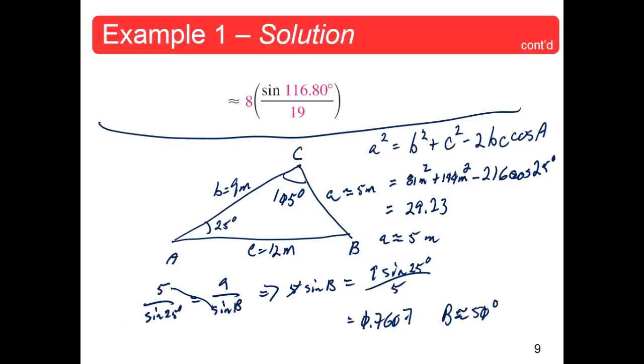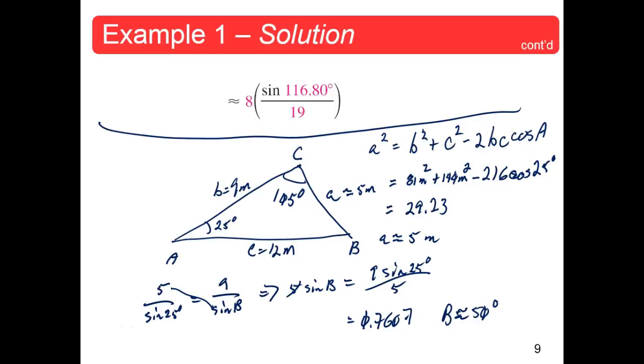A was, yeah, they used 5.4, and then their sine of B was 0.7034. We had 0.7607, and that's probably because we rounded. So they got 45 degrees. We got 50. So, yeah, we got off a little bit there, but it's not really all that bad. So their angle C was 110. We got 105. So, yeah, not too bad.